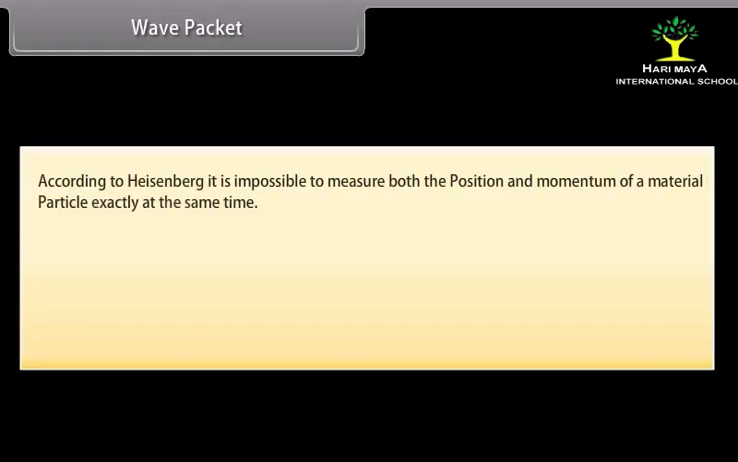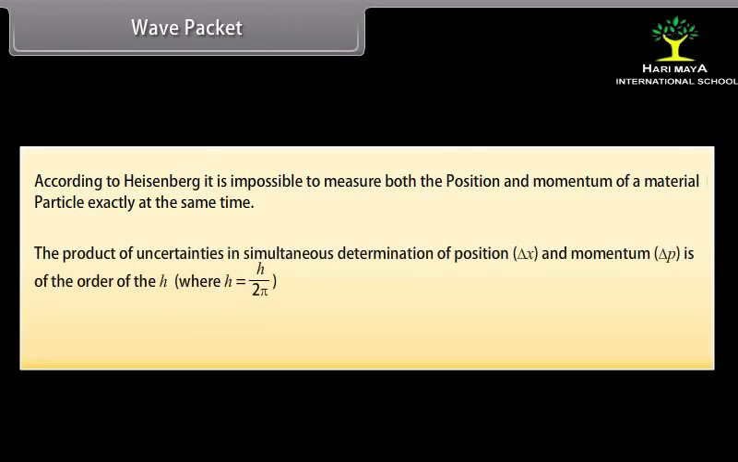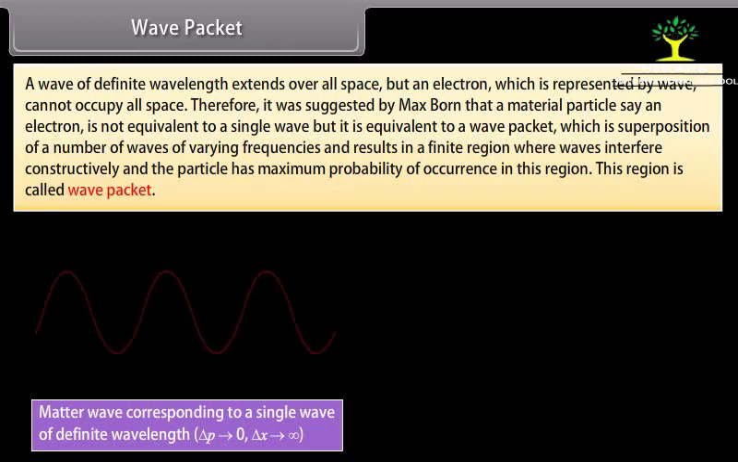Wave packet. According to Heisenberg, it is impossible to measure both the position and momentum of a material particle exactly at the same time. The product of uncertainties in simultaneous determination of position delta x and momentum delta p is of the order of h cap, where h cap = h/2 pi. Delta x into delta p is approximately h cap. A wave of definite wavelength extends over all space, but an electron, which is represented by a wave, cannot occupy all space.